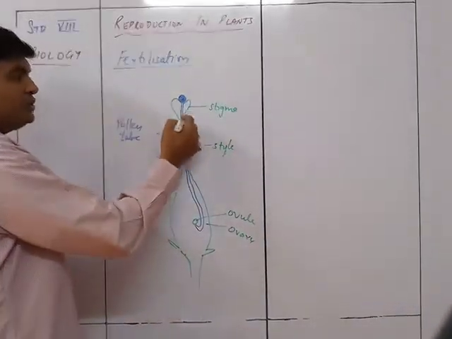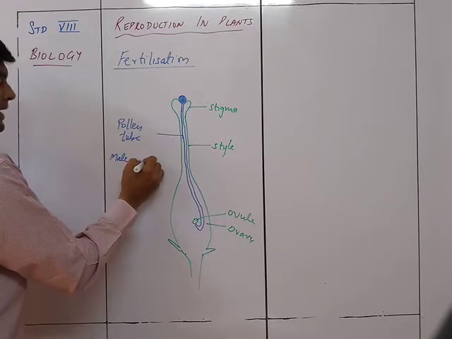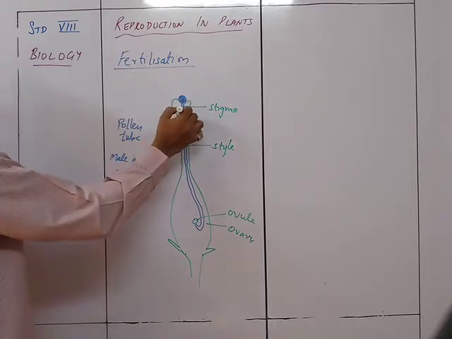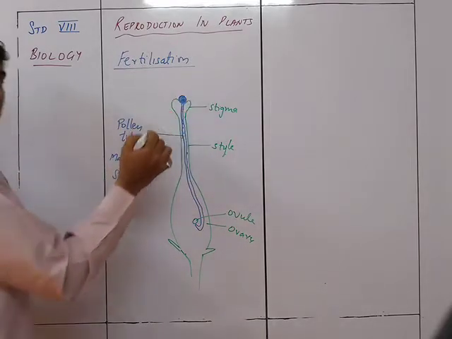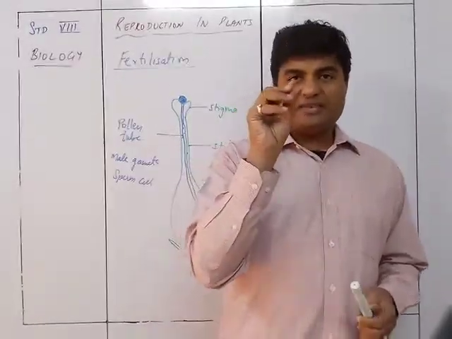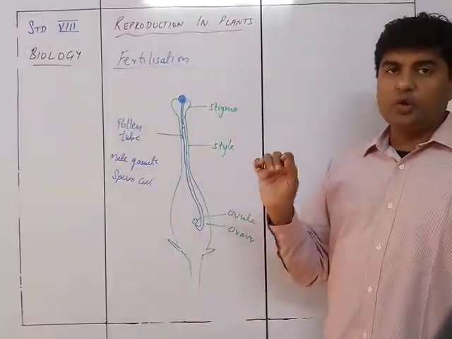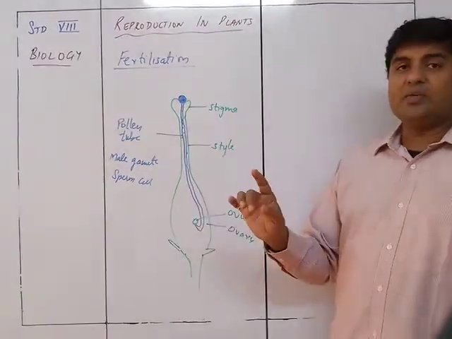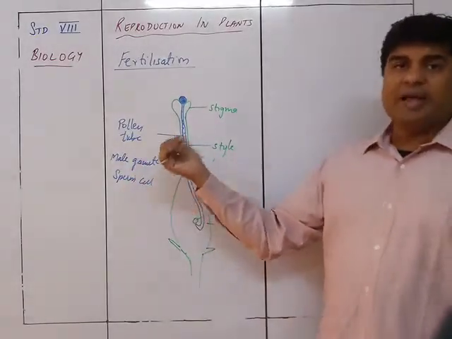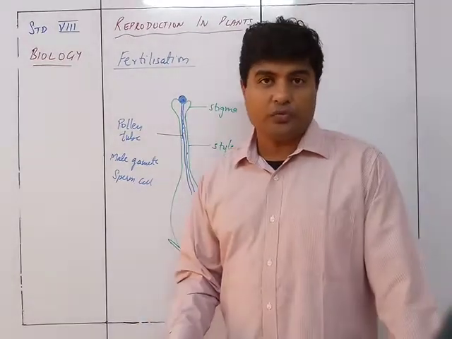Now through this tube passes the male gamete. So the male gamete, you can say the sperm cell, is going to travel through this tube. Okay, the sperm cell was present in the pollen grain. So the pollen grain had two kinds of cells inside it. One was the tube nucleus, which is generating the tube, and the other one is the male nucleus, or the sex cell. The sex cell is the sperm gamete, the male gamete, that is going to pass through this tube and enter into the ovule.